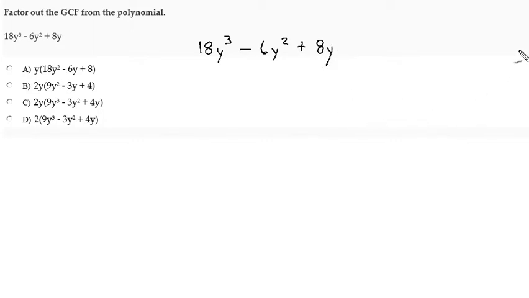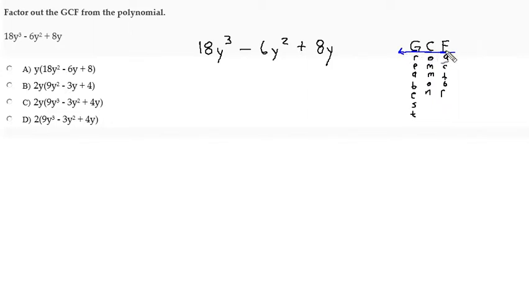Now when we are asked to factor out a GCF, first it's best to understand that the term GCF stands for greatest common factor. The greatest common factor. First we need to find what the greatest common factor is across all of the terms in this polynomial.